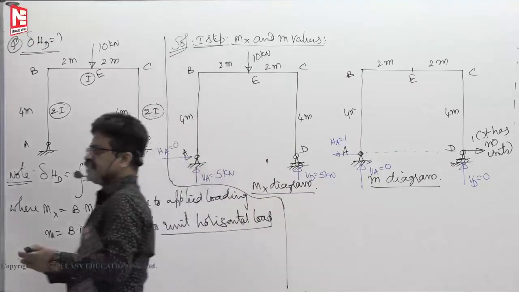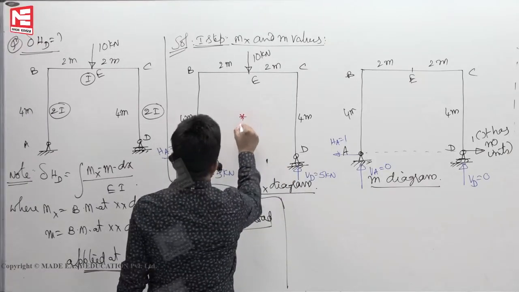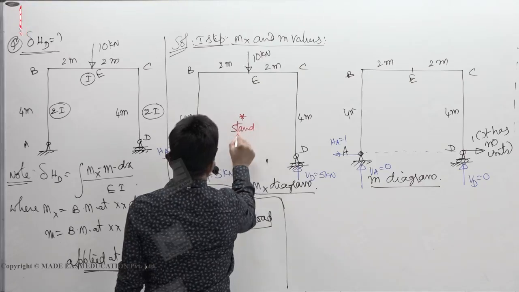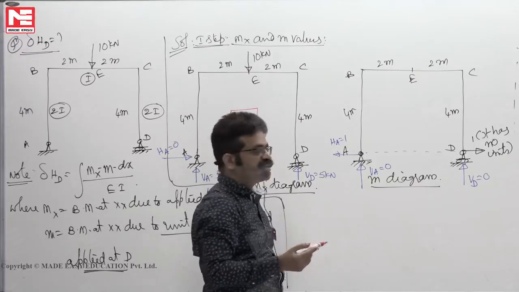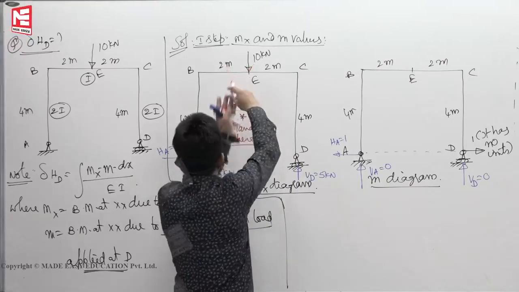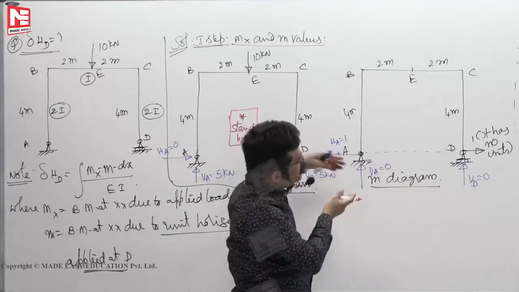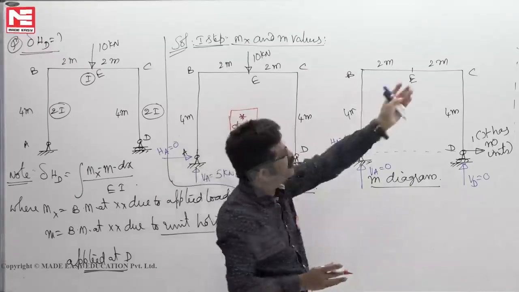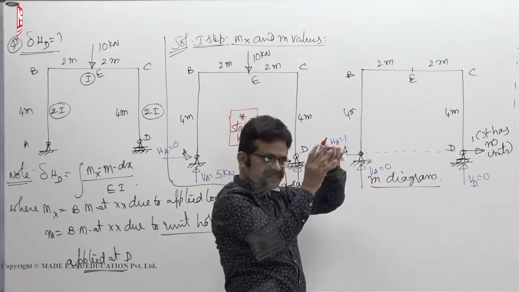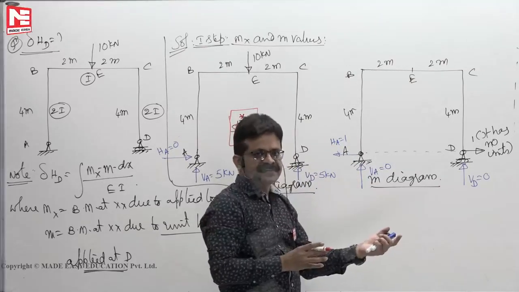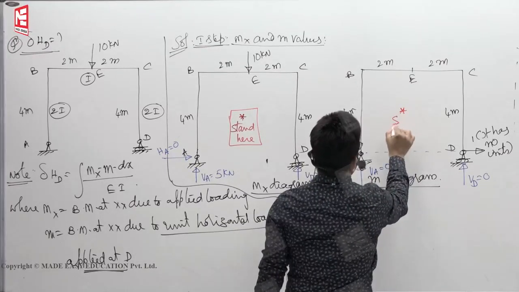Now the Mx and M values. Always we will stand inside the frame. To decide which member is sagging and which is hogging, you go inside the frame and stand, look this way, this way, this way. Suppose one more bay is there, then don't look left, look right side only. Then the bending moment sign conventions will already match. Here also you have to stand here.